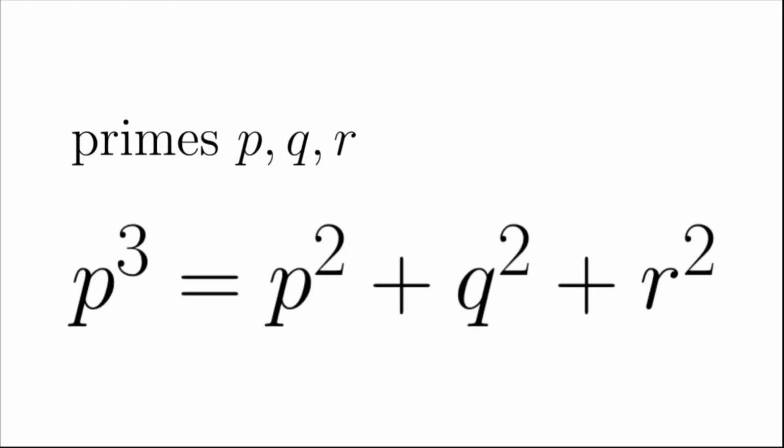In this video, we are going to find prime numbers p, q, and r such that p cubed equals p squared plus q squared plus r squared.